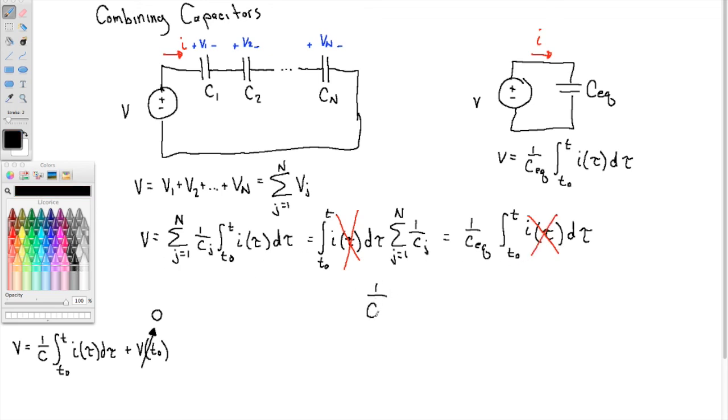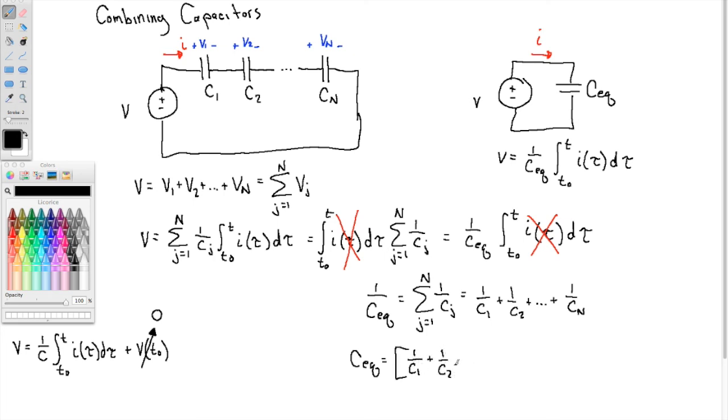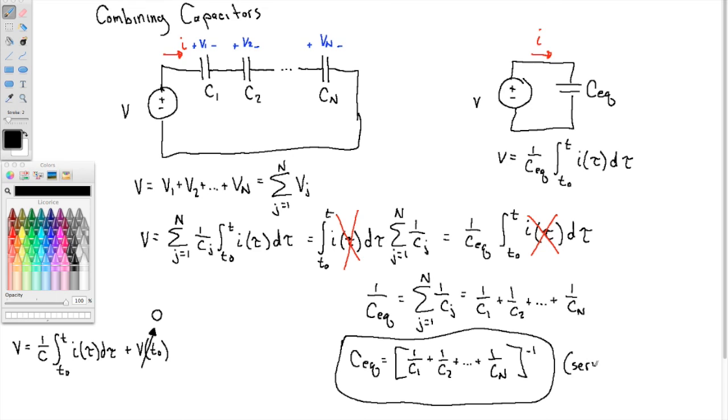So I'm left with 1 over CEQ is equal to a sum of the reciprocals of the capacitors, which is 1 over C1 plus 1 over C2 plus all the way up to 1 over Cn, and then to get the CEQ, take the reciprocal of that, or the inverse of that. So that is how you would combine series capacitors. Again, this should look familiar. This is how you combine parallel resistors. All right, so in total now, series and parallel, capacitors combine in an opposite fashion to resistors.